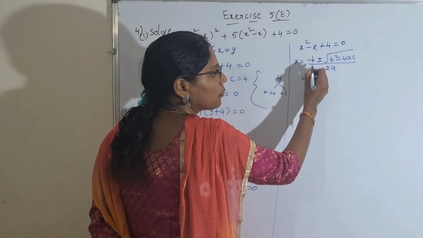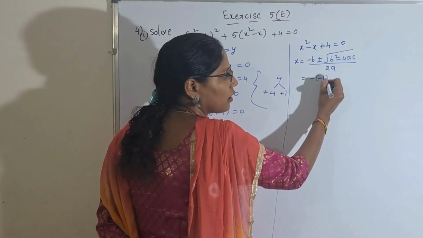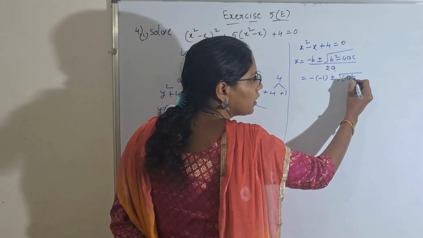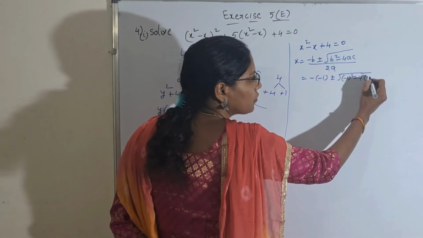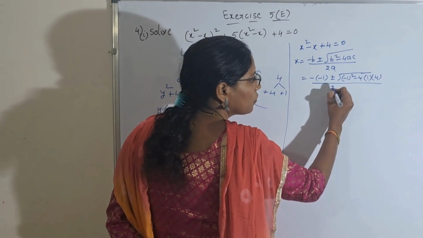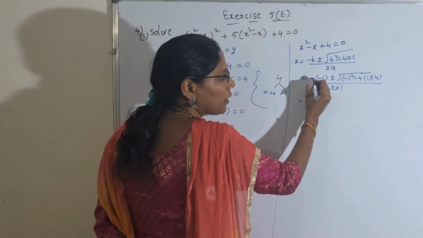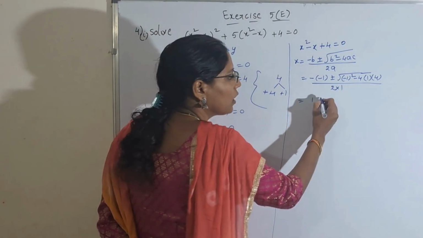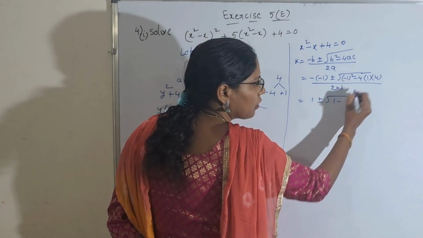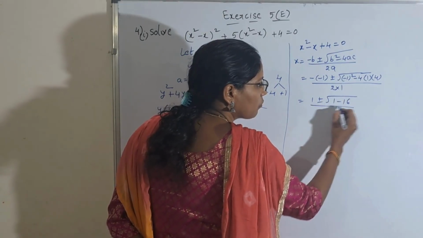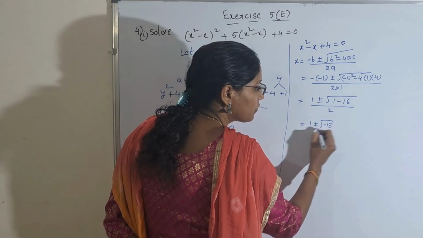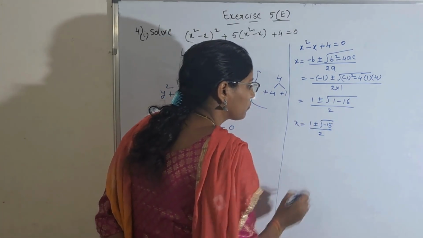Here minus b value is minus 1, plus or minus root of b value minus 1 whole square minus 4 into a value 1, c value 4, by 2 into a value 1. Minus into minus is plus 1, plus or minus root of 1 square is 1, minus 4 into 4 is 16, by 2. So 1 plus or minus root of minus 15 by 2.